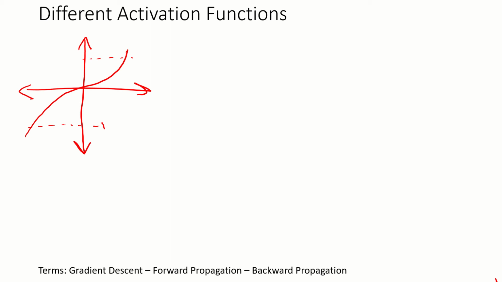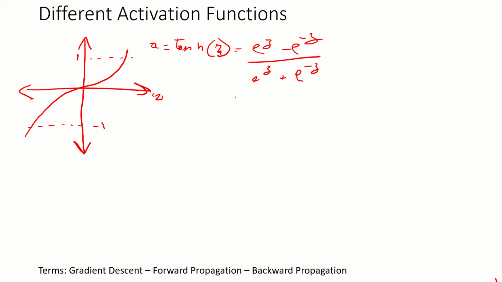Nice one here. 1 and A equal tanh of Z. So in this case here, I'm just writing out the equation in my amazing handwriting. So it's just e to the power of z minus e to the power of minus z, over e to the power of z plus e to the minus z.